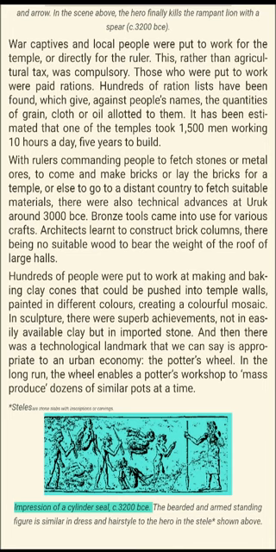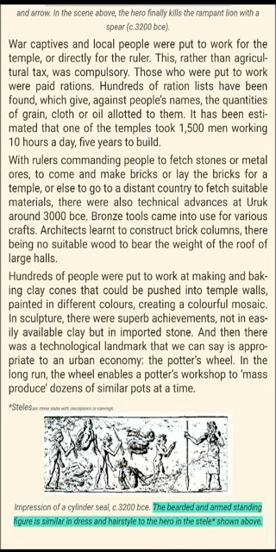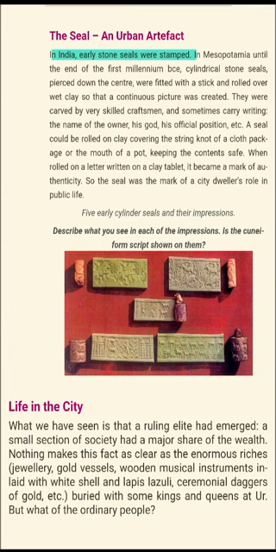Stellaceae: stone slabs with inscriptions or carvings. Impression of a cylinder seal, c.3200 BCE. The bearded and armed standing figure is similar in dress and hairstyle to the hero in the stele shown above. Note three prisoners of war, their arms bound, and a fourth man beseeching the war leader. The seal, an urban artifact.